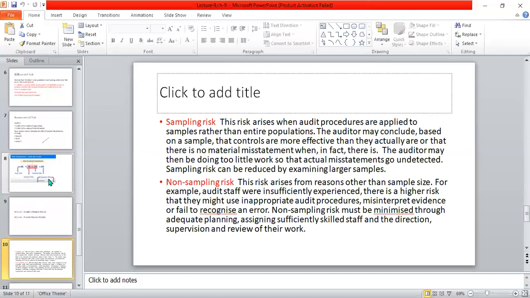Detection risk is categorized into two forms. The first one is sampling risk, and the second is non-sampling risk.